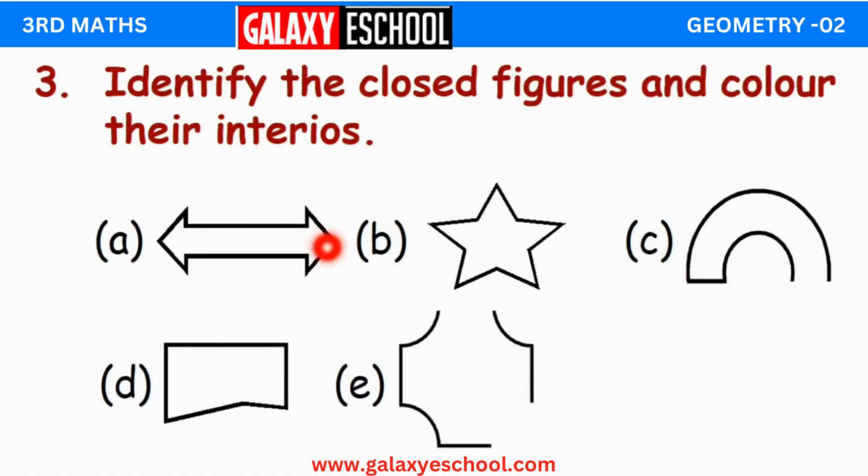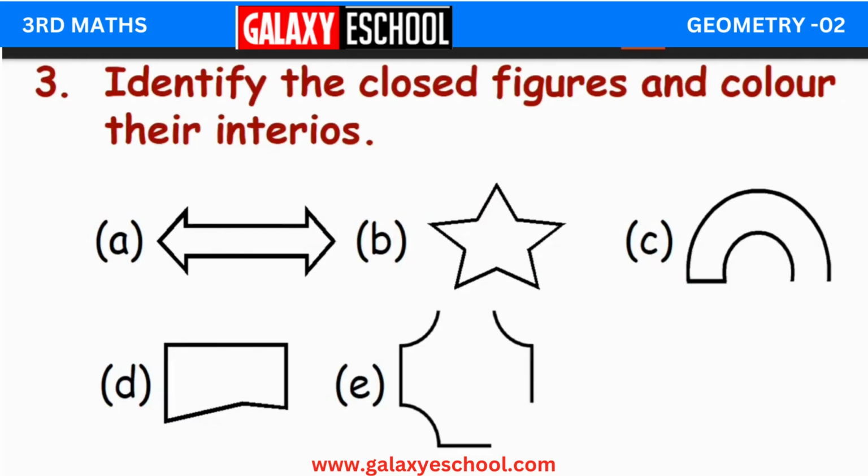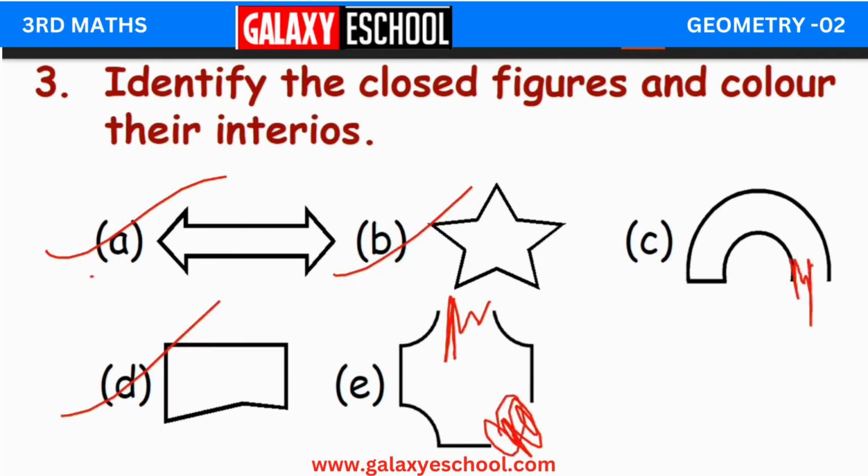Now identify the closed figures and color the interiors. From these 5 figures, what are the closed figures, children? A, B and D are the closed figures. See, for E, here it is open, and even C is an open figure. So A, B and D are our closed figures. So let us color the interiors. Coloring them.